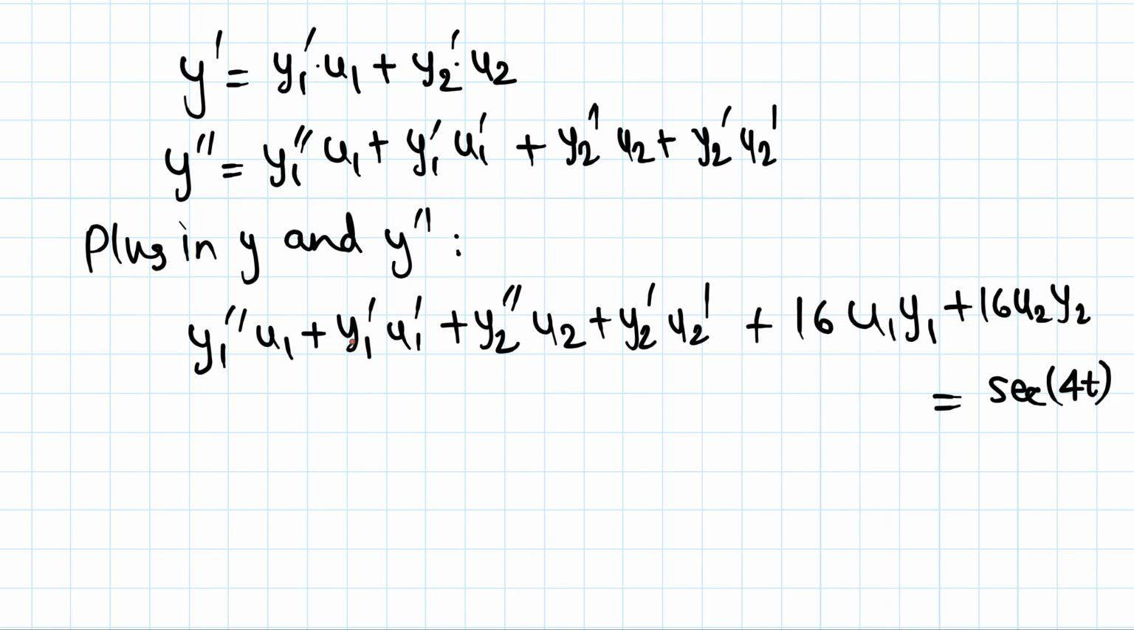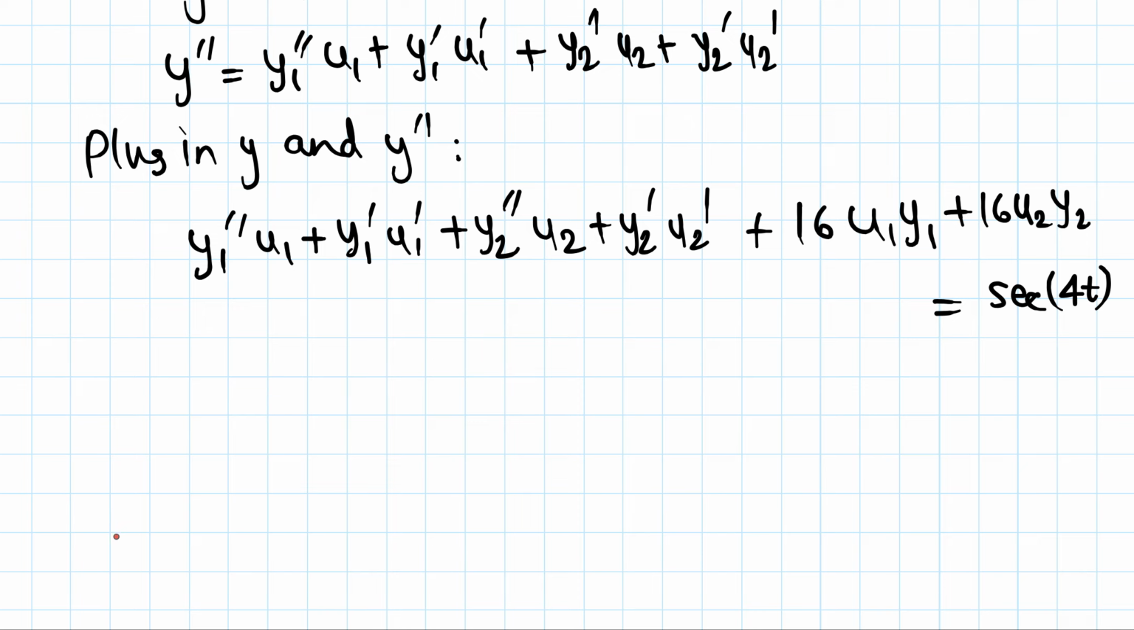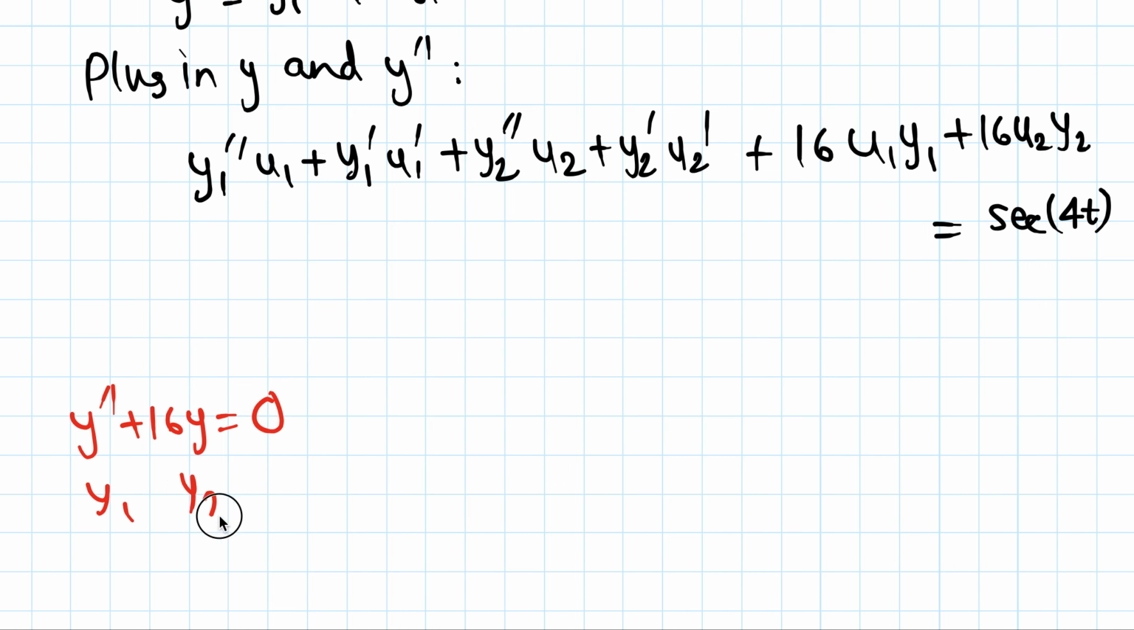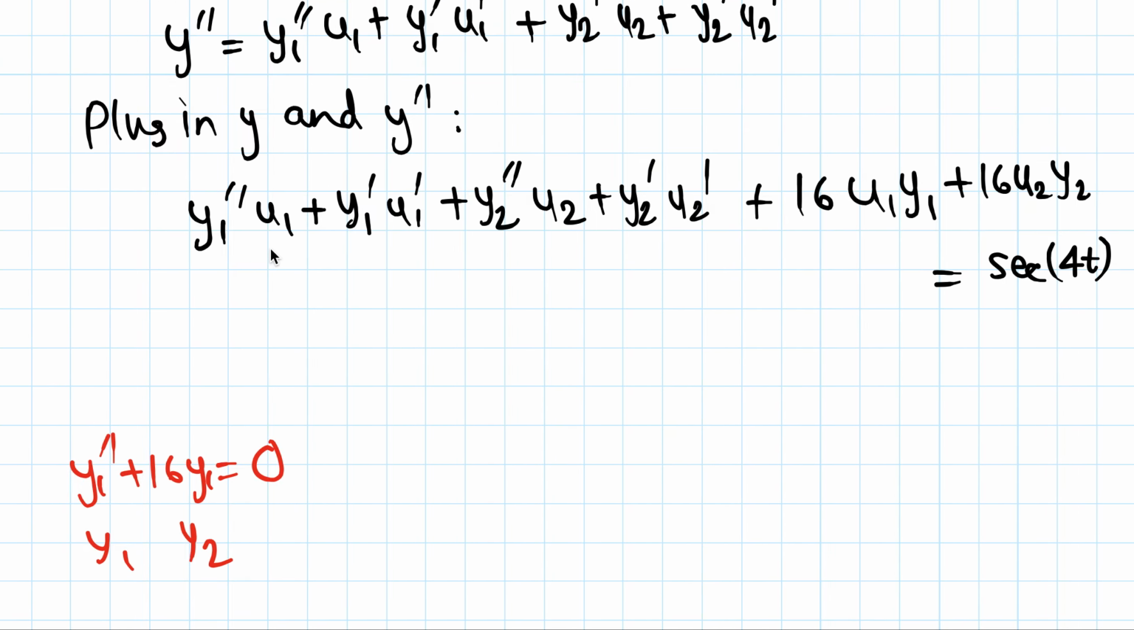Now because the original equation was y double prime plus 16y equals secant 4t, we first solved the homogeneous. We set it equal to 0, and from there we found two solutions, y1 and y2. That means y1 double prime plus 16y1 is 0. Same for y2: y2 double prime plus 16 y2 will be 0, and that will be the case.